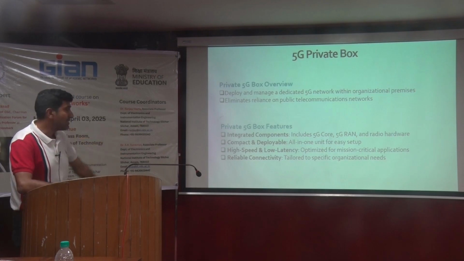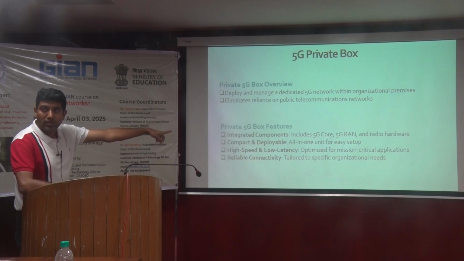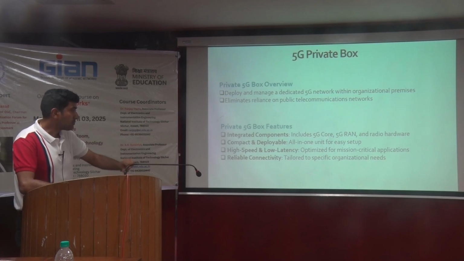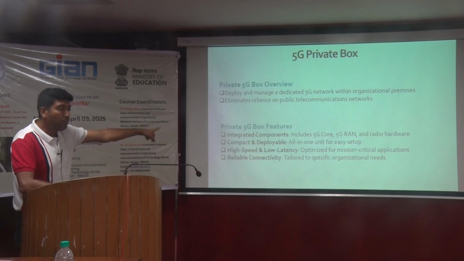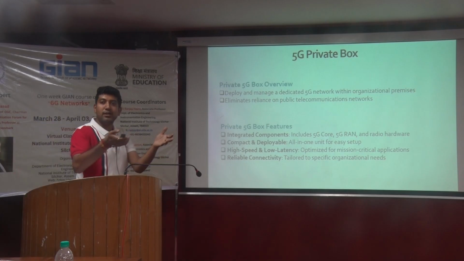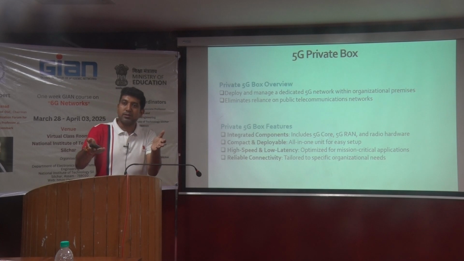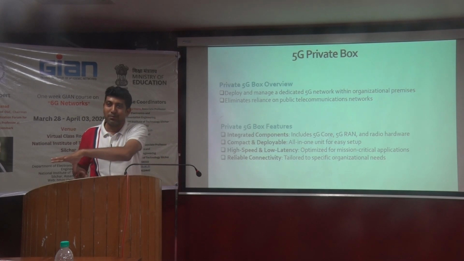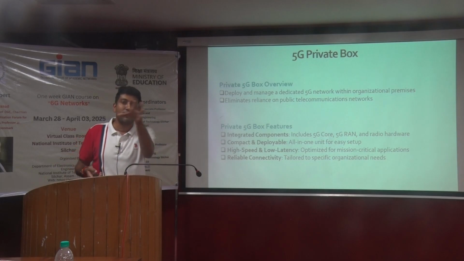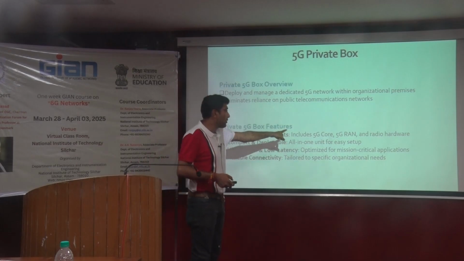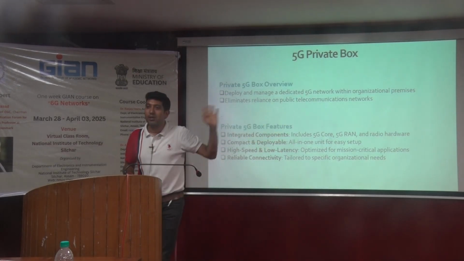What this box consists of is basically a 5G core, a 5G radio access node, and radio hardware. It is compact and deployable, in the sense that this setup has everything. Inside that we have a core, we have a RAN, we have some transmitting antennas and some receiving antennas. That's why we say we have everything in that one box: the core, the RAN, and the radio hardware.